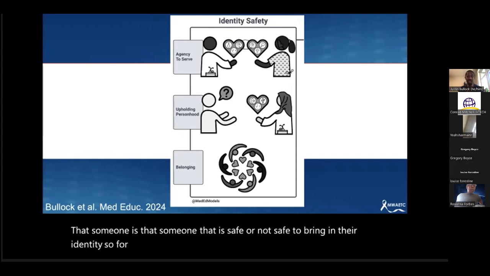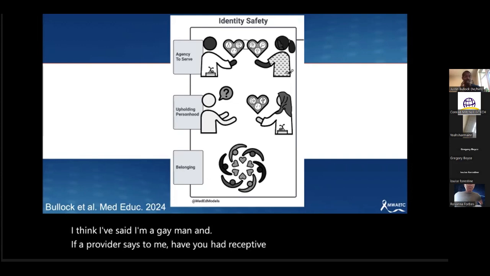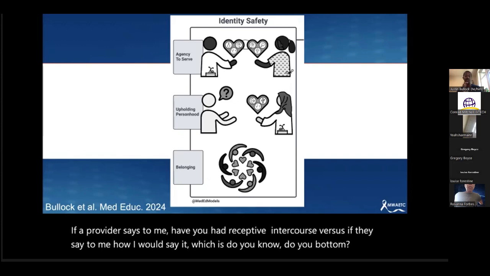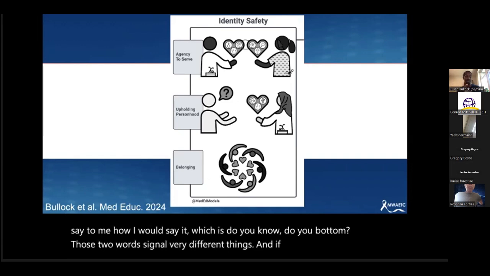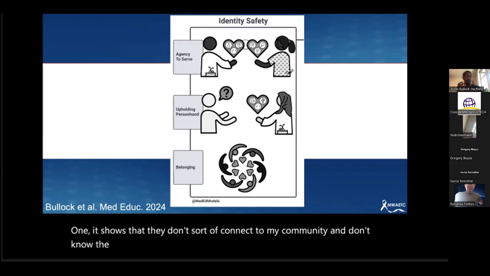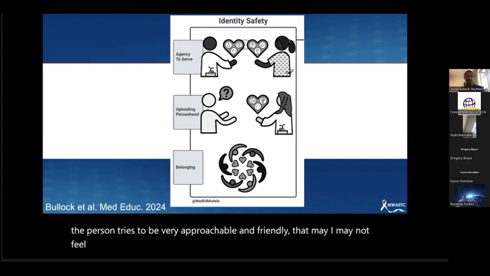So, for example, I think I've said I'm a gay man, and if a provider says to me, "Have you had receptive anal intercourse?" versus how I would say it, which is, "Do you bottom?" Those two words signal very different things. If someone leads with the first, it shows that they don't connect to my community and don't know the language, which is important for me. In and of itself, even if the person tries to be very approachable and friendly, I may not feel comfortable disclosing certain things about myself.